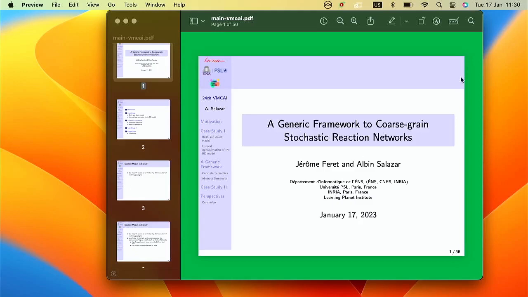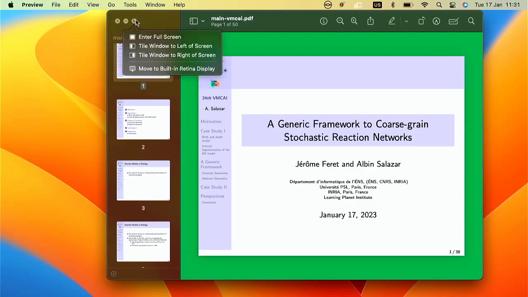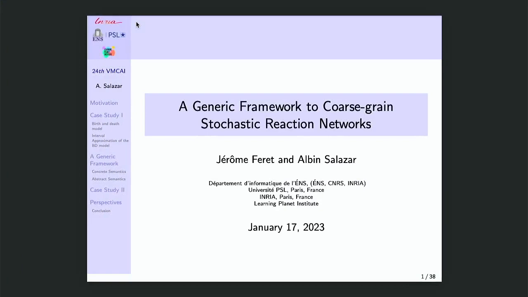Great. We'll continue with the talk, which will be given in person, as you can see. Command F, can you try Command F? So this talk will be about coarse-grain stochastic reaction networks. It will be given by Albin Salazar. Okay. Is that okay? Yes. Can everyone hear me? And then I put this here.